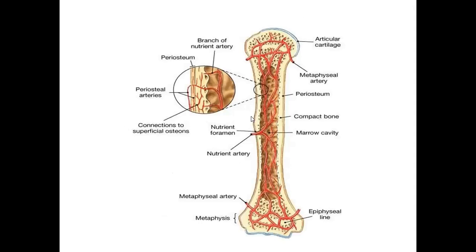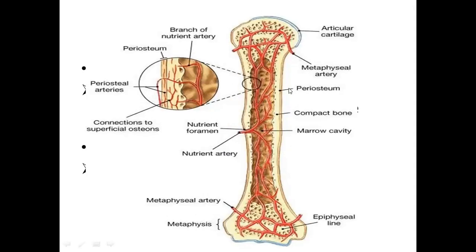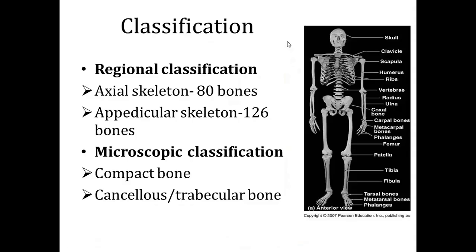Here you can see the nutrient artery, how it is dividing into branches, how it is reaching the ends even. And the metaphyseal arteries, branches of the nutrient artery. In this highlighted diagram, you can see periosteal arteries. Again, you can see the compact bone, the periosteum, metaphyseal arteries, articular cartilage.